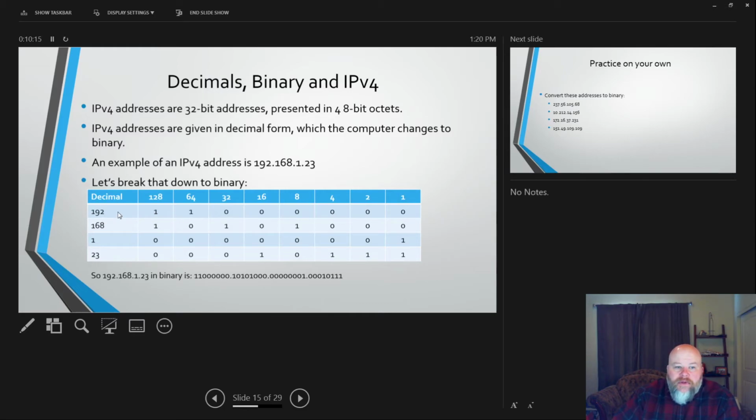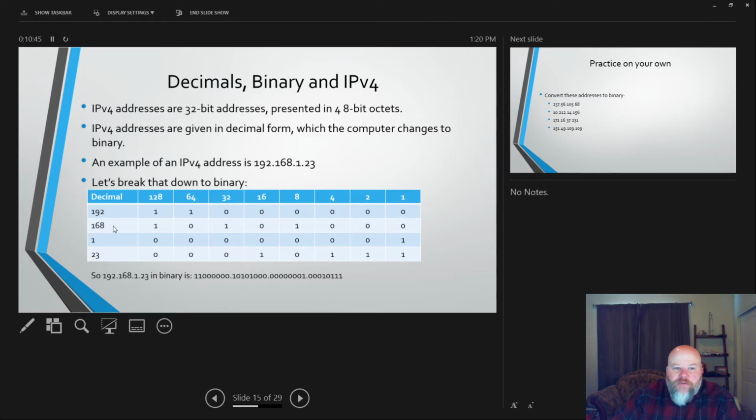192. Can we subtract 128 from 192? Yes, we can. We turn it on. We have 64 remaining. Can we subtract 64 from 192? Yes, we can. We turn it on, but we have from 120. Sorry, back that up. With 64 remaining, can we subtract 64 from 64? Yes, we can. We're going to turn it on. But now we have a remainder of 0, so all the rest of those bits are 0.